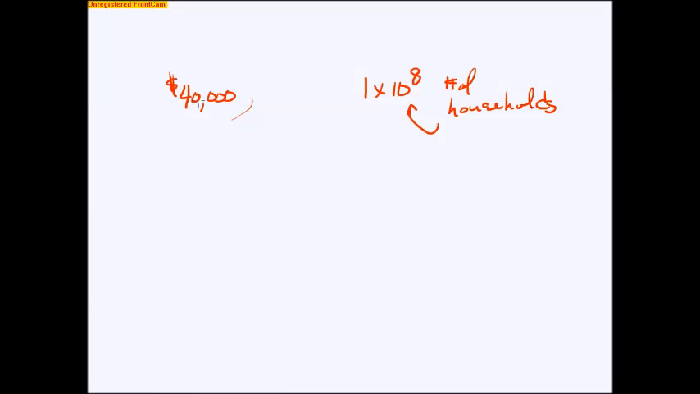So I have 1, 2, 3, 4 zeros. So that's 10 to the 4th. That would be 10,000, and I need to multiply by 4. Okay, so I want to take that amount of money, and I want to multiply it. I'm going to write it like this. I'm going to use my parentheses. I want to multiply it by that number of households.